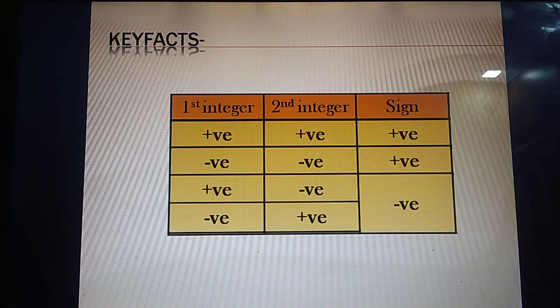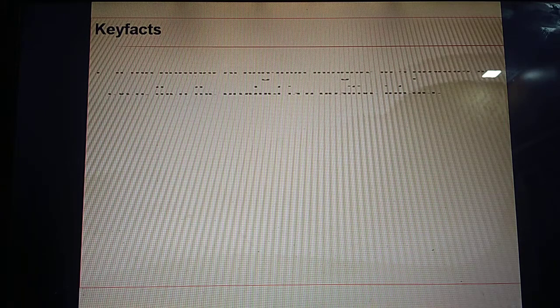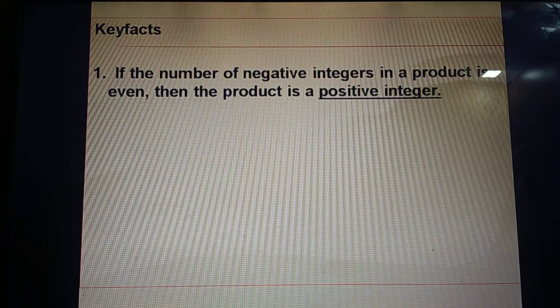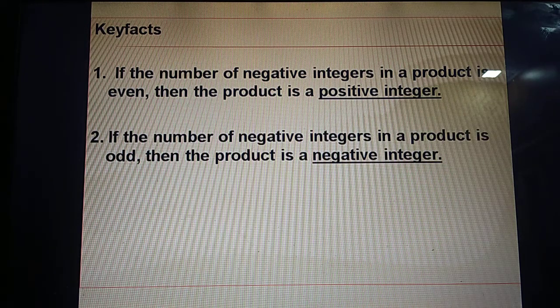Now, let's suppose there are more than two integers you are supposed to multiply. In that case, you will see how many negative integers there are. If the number of negative integers is even, then the product is a positive integer. And if it is odd, then the product is a negative integer. So just count how many negative integers there are. If it is even, we will put a positive sign in the answer. And if there is an odd number of negative integers, then the final answer will be negative.